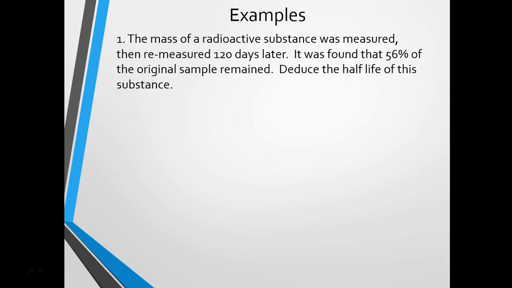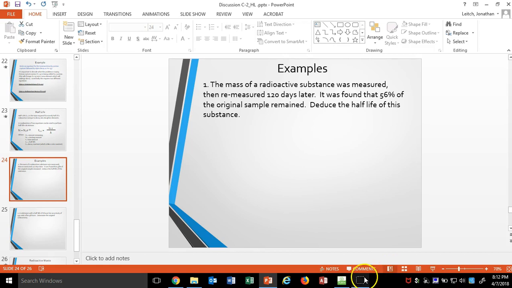It says the mass of a radioactive substance was measured and then remeasured 120 days later. So that gives us a time interval of 120 days. They found that 56% of the original sample remained, and we must deduce the half-life. So we have 56% remaining. That means we must have started with 100%, so our original amount will be 100, and our remaining amount will be 56. Alright, so let's go ahead and do this problem.